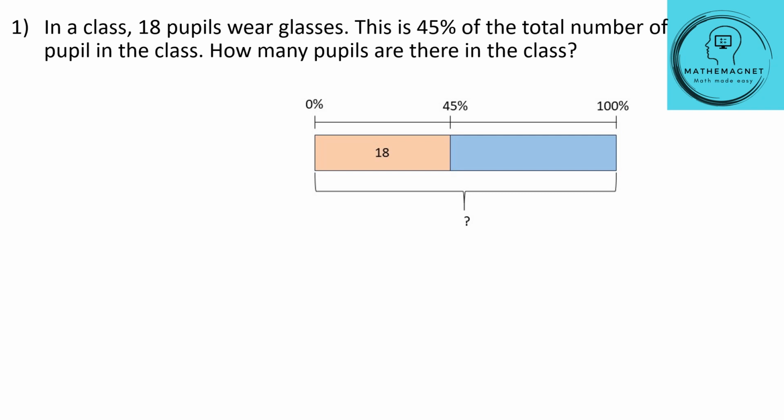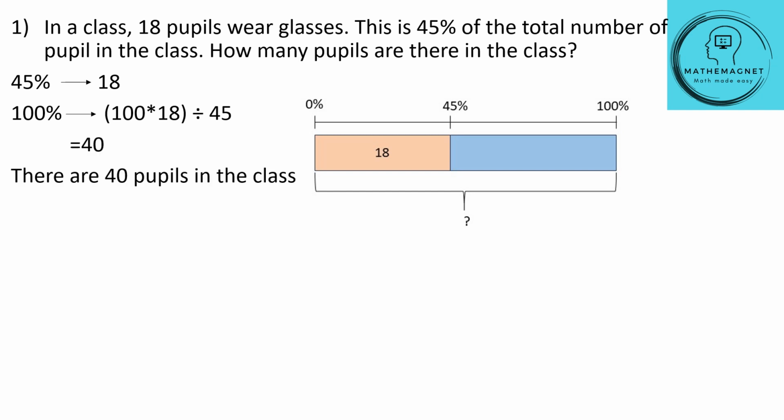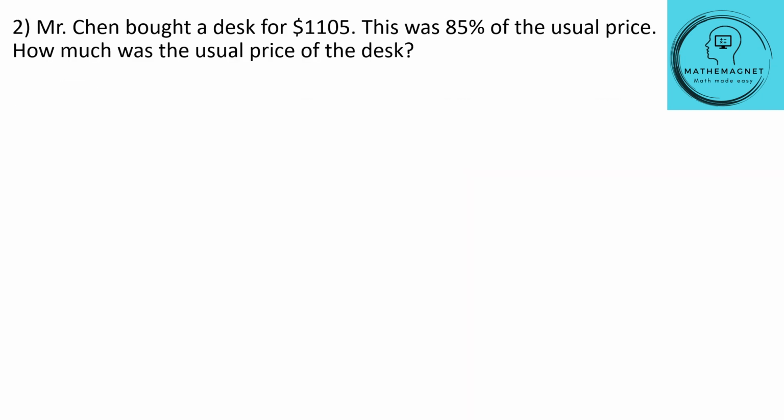So let's begin by looking at the bar model. Here this is the 100% of the students in the class, and those 18 students, that is 45%, wear glasses. They want you to find this entire amount. To find that, we know 45% is 18, so 100% will be 100 into 18 divided by 45, which is equal to 40. So there are 40 pupils in the class. Let's look at the next question.